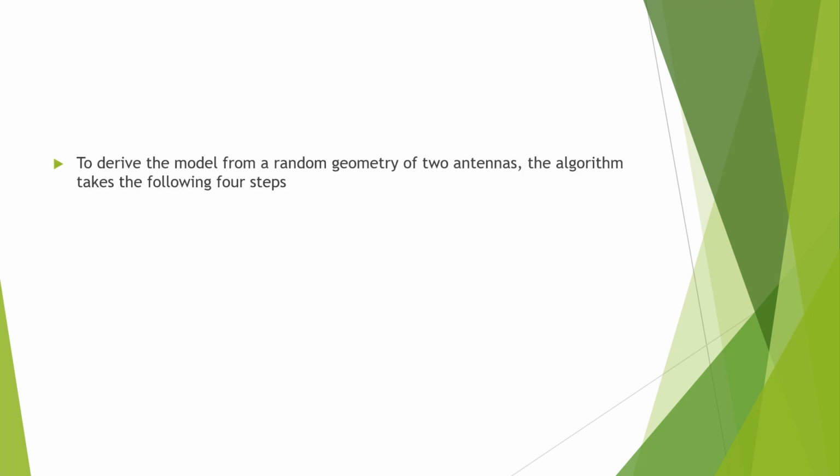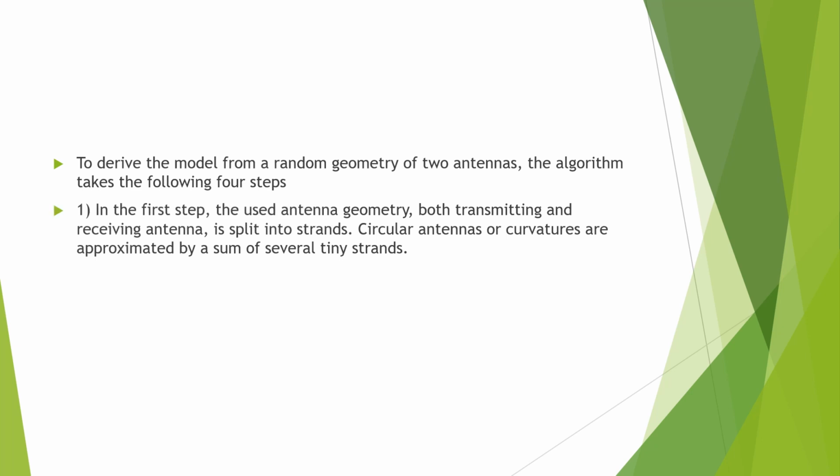We have talked about figures in the previous slide. Now let's derive the model from random geometry of two antennas. The algorithm takes the following 4 steps. There are 4 steps to derive the random geometry of two antennas.